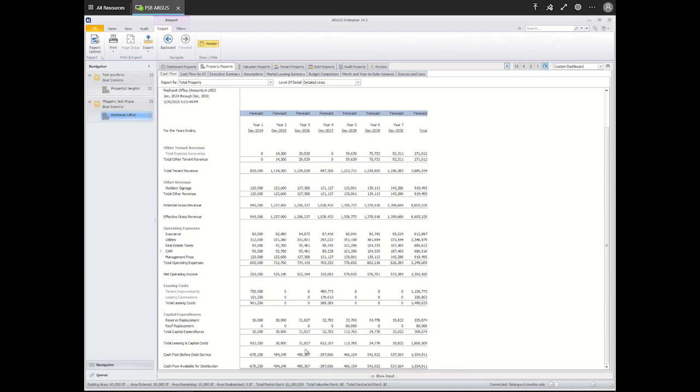And we can see here cash flow before debt service and cash flow available for distribution. So it looks like in years 1 and 3 we're actually negative. And again, that's probably largely driven because the TIs and LCs are so expensive. But in years 2 and 5, 6, 7, we have positive income.